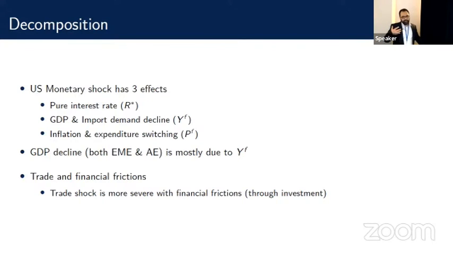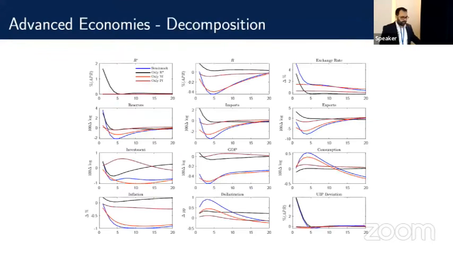What we observe in both EMEs and advanced economies is that the GDP decline is mostly due to the decline in US GDP. But it doesn't mean that financial frictions are not important. They are still important for the transmission of this trade shock. So this is our advanced economy decomposition. The blue line is our benchmark, the black line is the pure R-star shock, and the red line is the pure GDP shock.